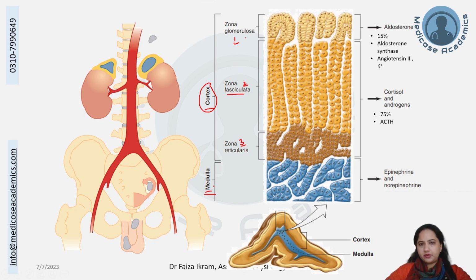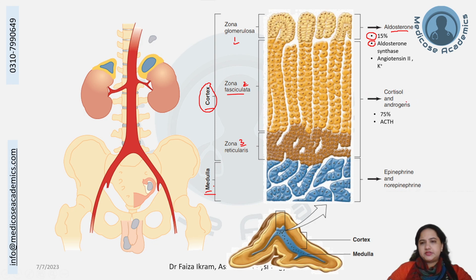Starting from zona glomerulosa, this is the only layer in the adrenal cortex which produces aldosterone, the prototype mineralocorticoid. The reason is that only this layer contains aldosterone synthase. Zona fasciculata and reticularis do not have this aldosterone synthase. 15% of the adrenal cortex is zona glomerulosa.